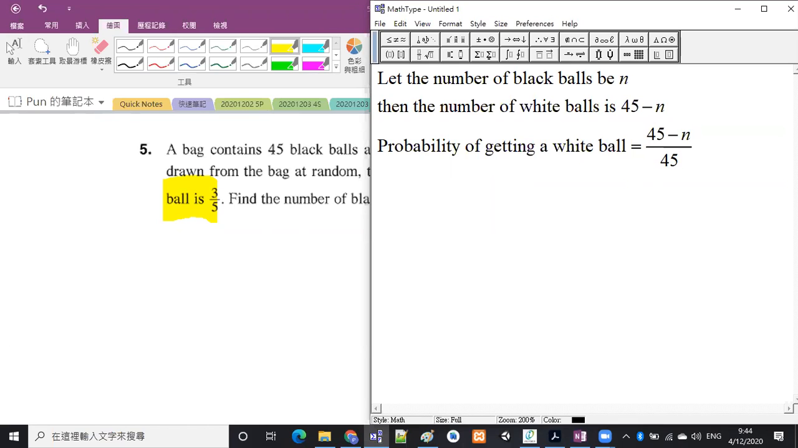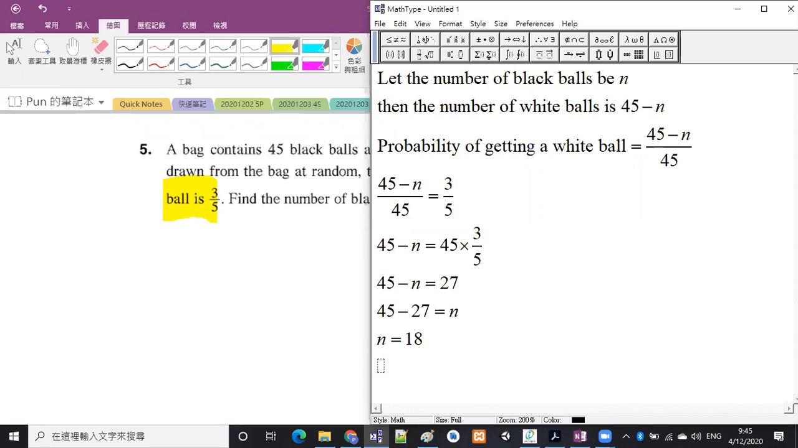And this is our probability. But the question tells us that this probability should be equal to 3/5. Okay, therefore we can put our probability to be equal to 3/5. And this is how we can set up an equation, and then we can find the value of n. I just multiply the 45 to the right-hand side. 45 minus n is equal to 45 times 3/5. Okay, and 45 minus n is equal to 27. So 45 minus 27 is equal to n, and n should be equal to 18.